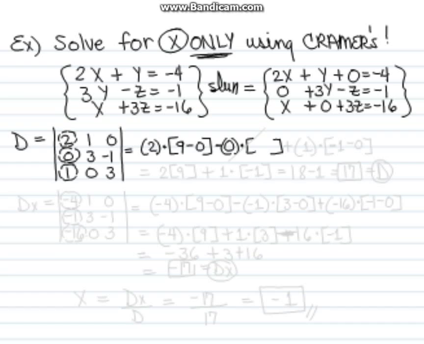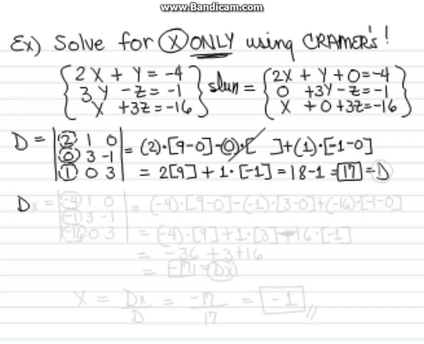That comes with an assignment of plus, and then the number is positive 1 times bracket, cross out the column and the row. We get cross product negative 1 minus cross product 0. Okay, simplify. That's 2 times 9. This is 0. Plus 1 times negative 1. So that equals 18 minus 1, which equals 17. That's our capital D.